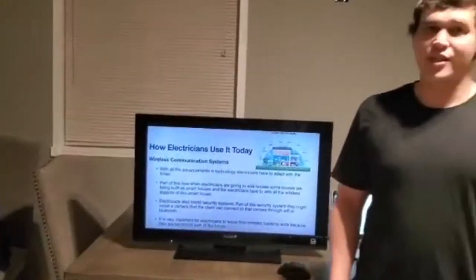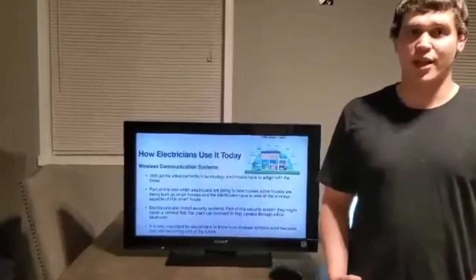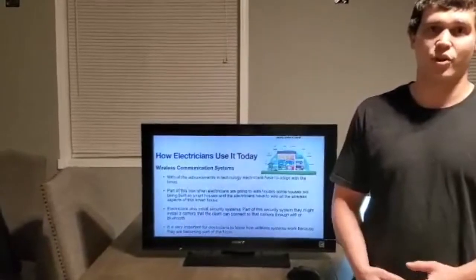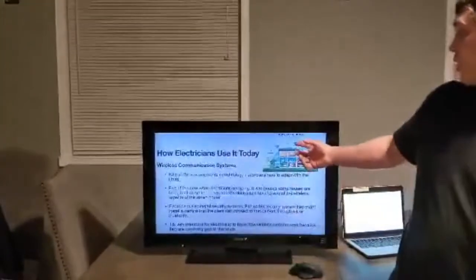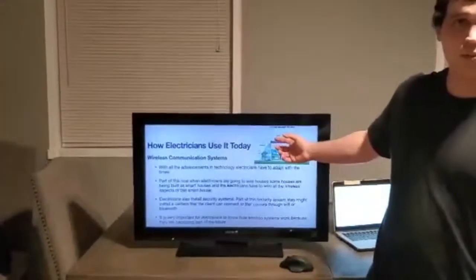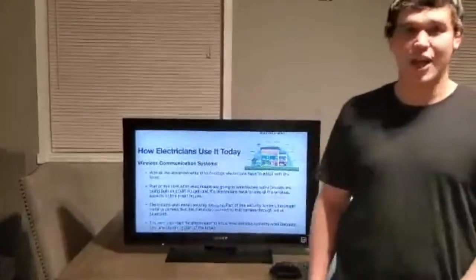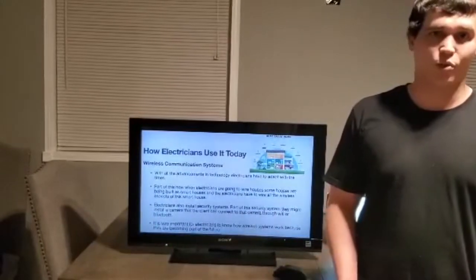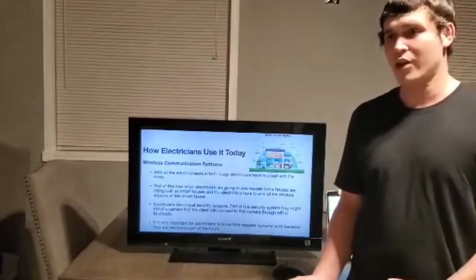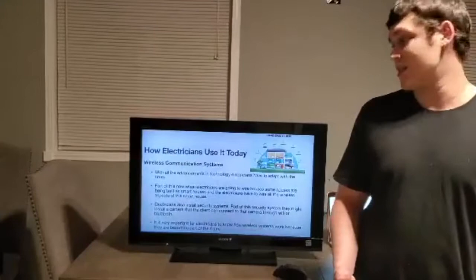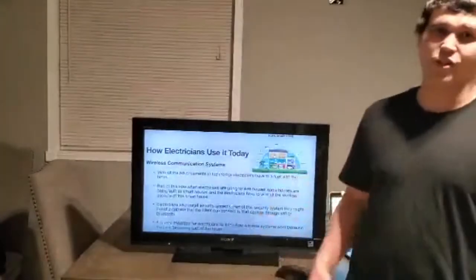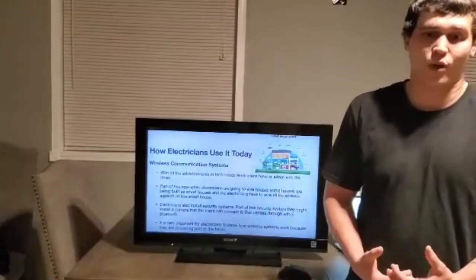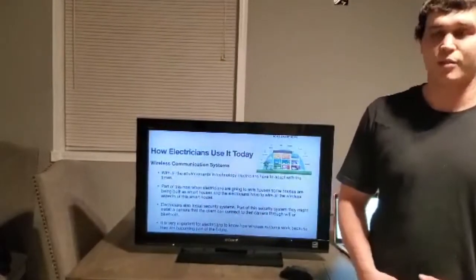Now, electricians today use wireless communication systems, and we have to evolve with the times because there are things like smart houses where they wire thermostats, blinds, and security cameras, all on one system in the house. This really relates to our course because we're learning about fire control systems and security systems. Some smart houses have this all integrated, and as an electrician, we need to know how to wire this. So it is part of our future.